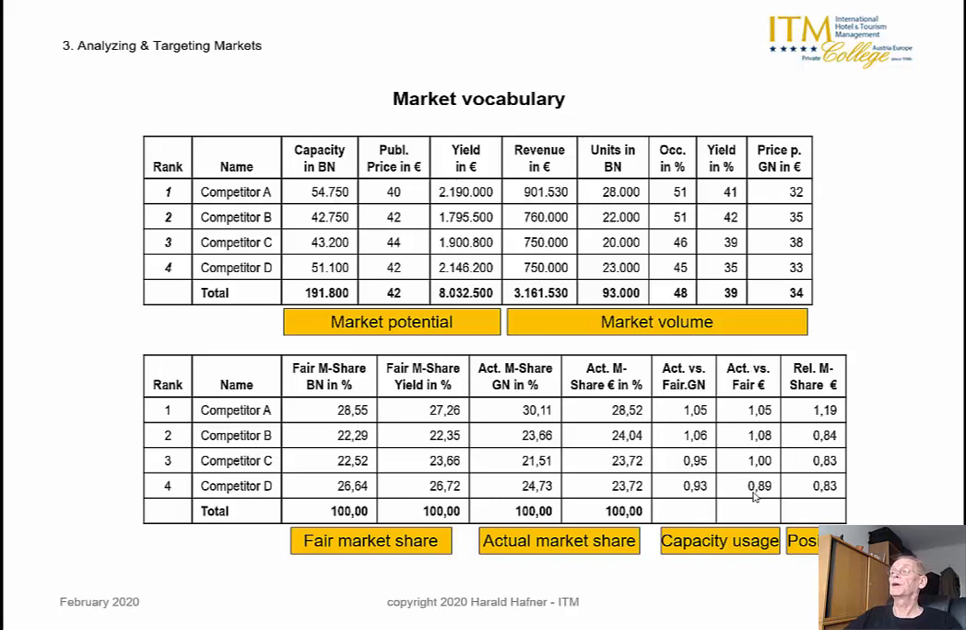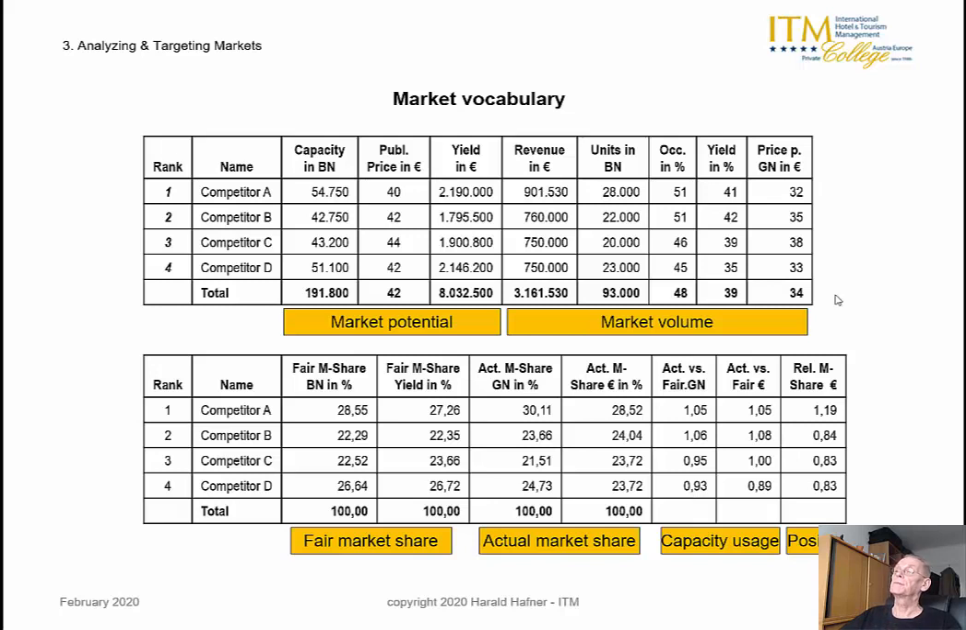The same thing holds true here for the actual versus fair market share in euros. The general message here is, when you achieve a value that is above 1, you are doing better than you were expected. When you achieve a value that is below 1, as here, you've done worse than you have expected. An index of 1 indicates that you've actually performed according to your capacity.